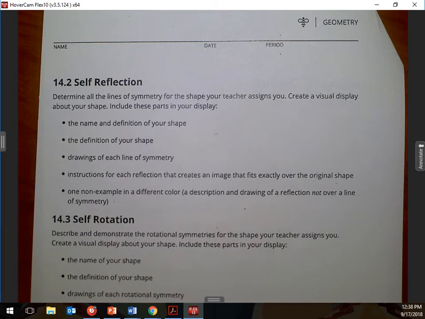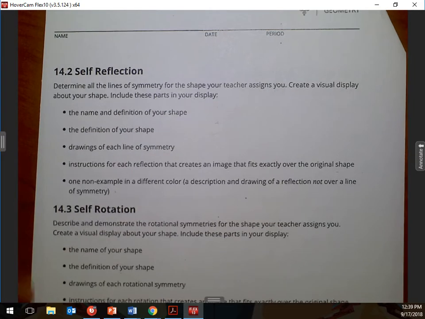What do you know about that shape? There is a name already on there. Definition of your shape, drawings of each line of symmetry. So wherever it's going to be symmetrical, you can fold it in half at that point to get the same thing. Instructions for each reflection that creates an image that fits exactly over the original. And one non-example in a different color, a description or drawing of a reflection not over a line of symmetry. So give an example of a bad reflection.